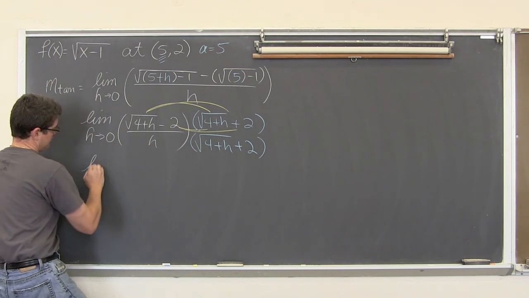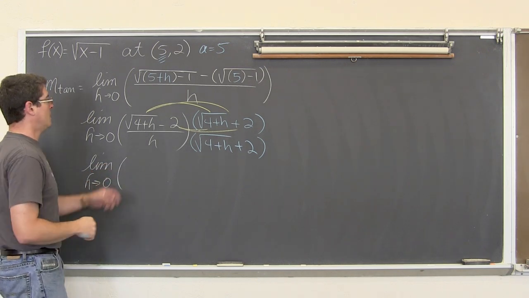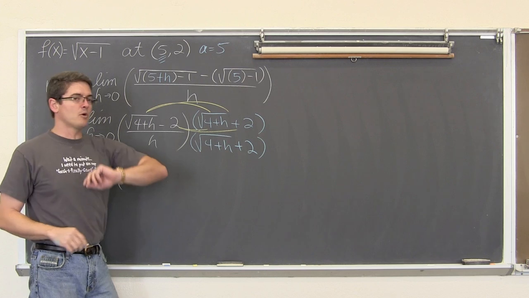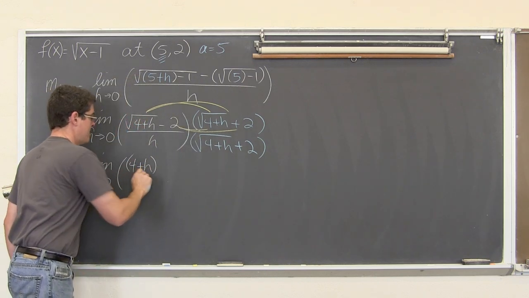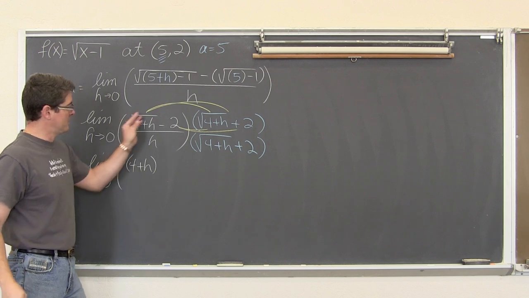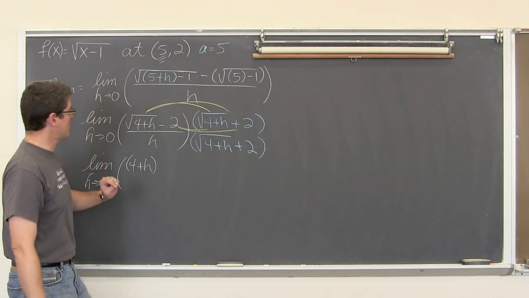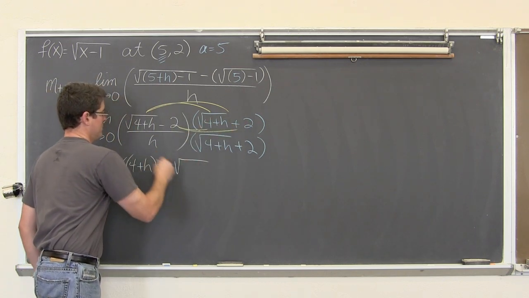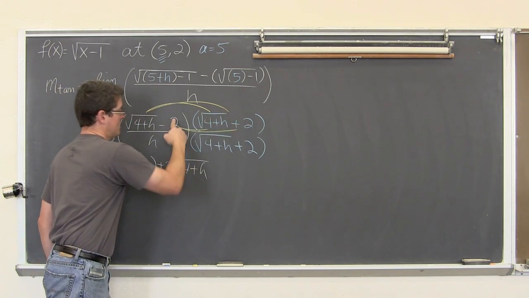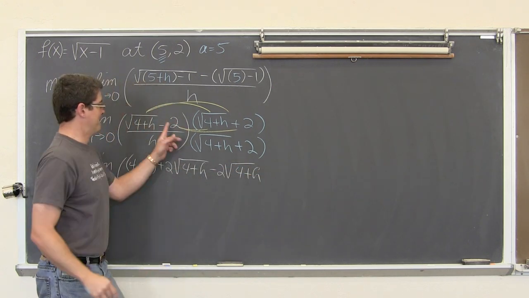So we have the limit as h approaches 0 of the square root of 4 plus h times the square root of 4 plus h is 4 plus h. I'm just going to keep that in parentheses. I'm not really going to do anything, I just want to make sure I've highlighted that's the first term through this distribution process. Plus 2 square root of 4 plus h minus 2 square root of 4 plus h minus 4.